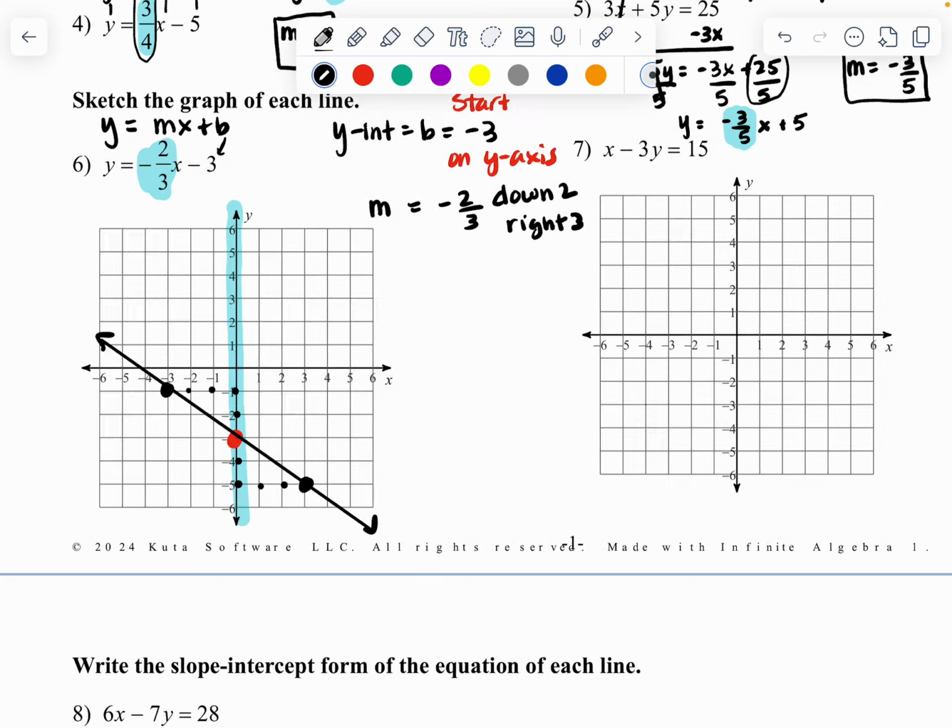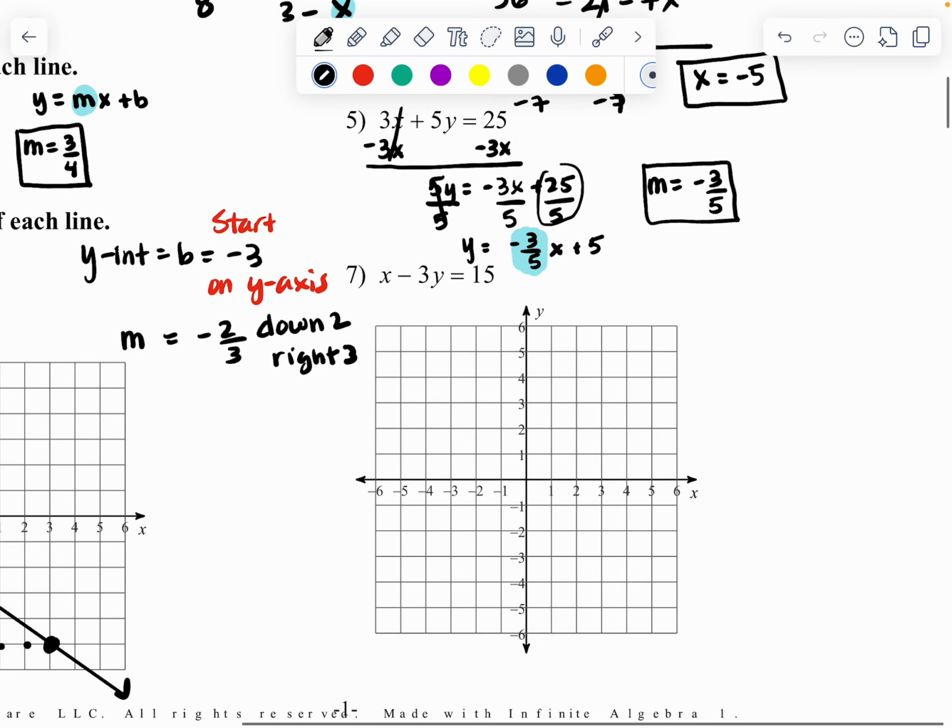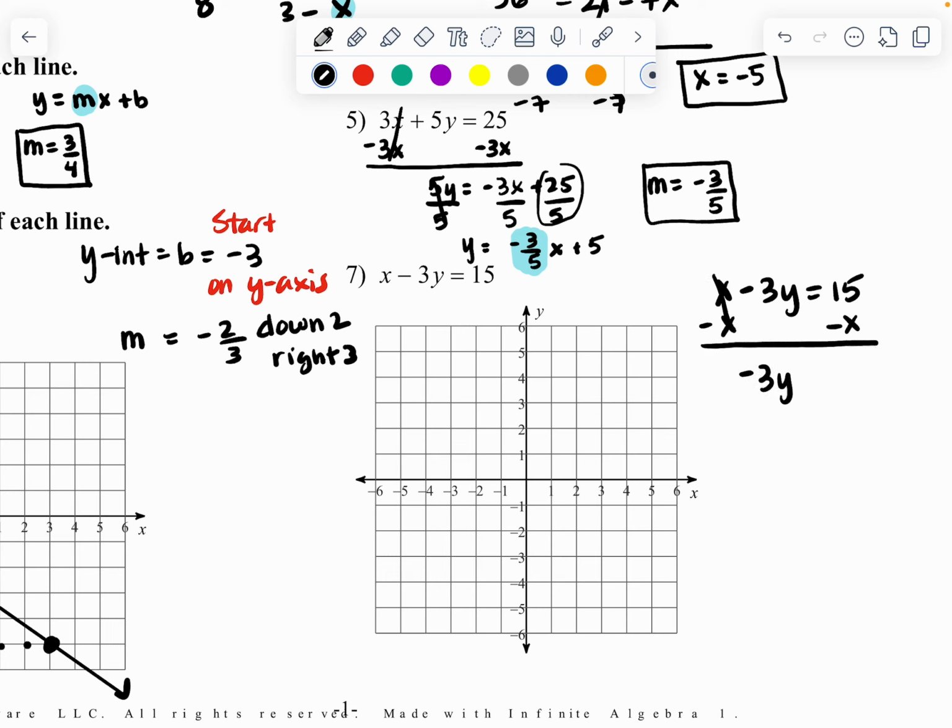Okay, number 7. You guys notice number 7, this x minus 3y equals 15. This time it is not in y equals mx plus b form, so I need to get it into that form. Let's go ahead and subtract x from both sides. It's going to get me negative 3y equals negative x plus 15. And then I need to get rid of the negative 3, so I'm going to divide.